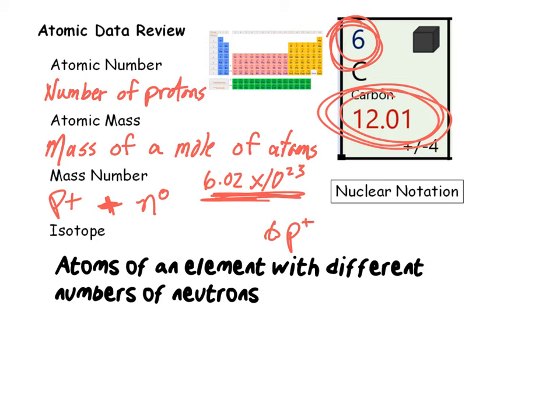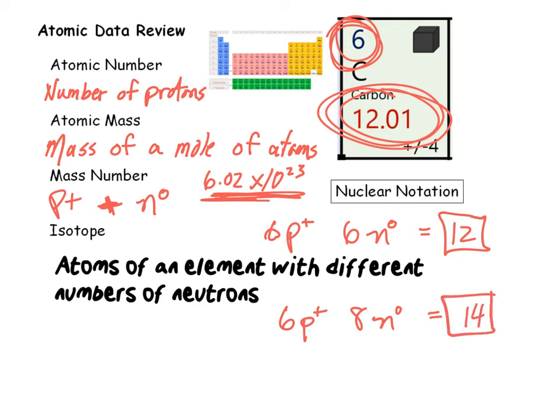But you might also have 6 neutrons. All right. Therefore, the mass number for this particular version is going to be 12. It has 6 protons and 6 neutrons, so the mass number is 12. Now, you could also have a carbon atom that has 6 protons but has 8 neutrons as well, in which case that's going to add up to a mass number of 14.